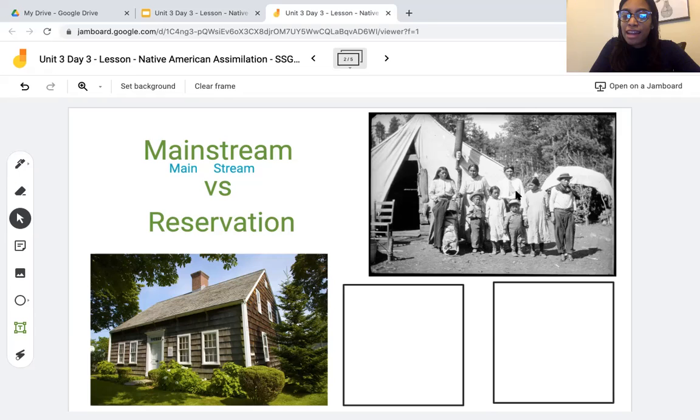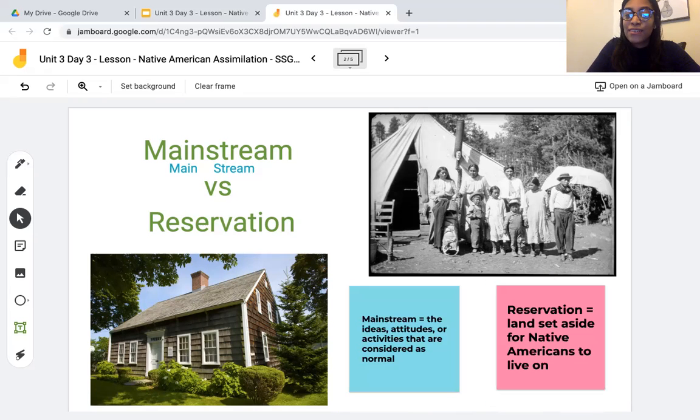Which one do you think is a reservation from these photographs? This one? Why? Okay, because this is a house, okay? Yeah, and this is also a house, right? This is considered a house. It's a tent, right? And let's see if you guys are correct. So a reservation is land set aside for Native Americans to live on.